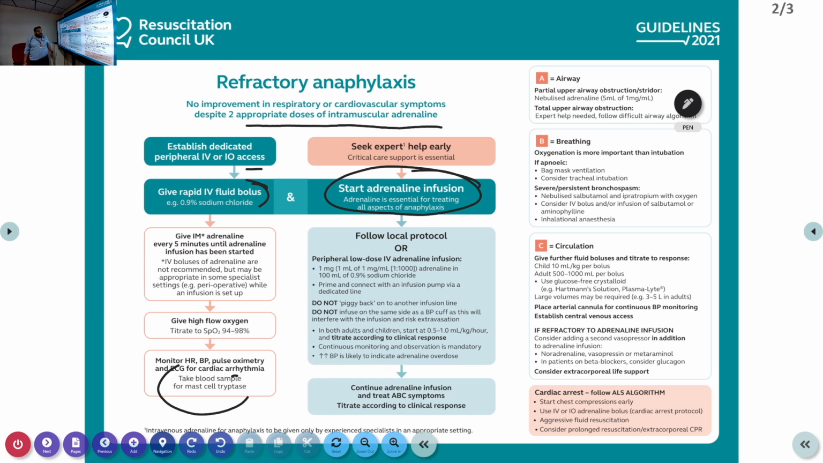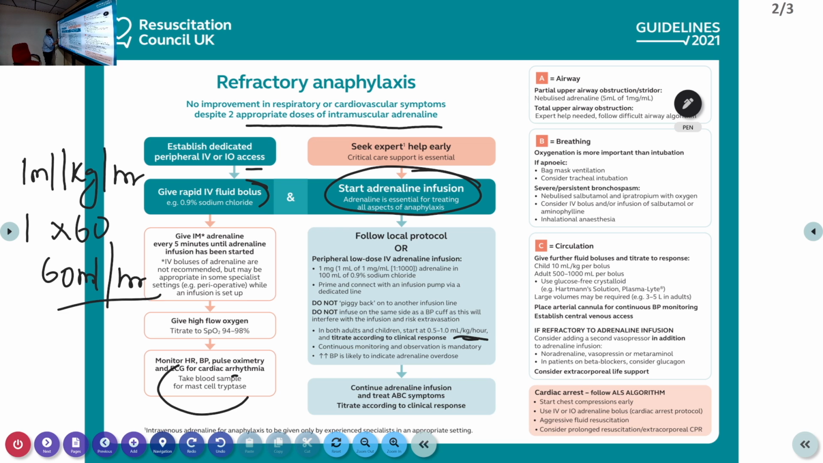So 0.5 to 1 ml per kg per hour infusion is what? Not per minute, per hour. Into 60 is not needed. Sorry, I made a mistake. It is per hour, right? So I will just correct it once again. 1 ml per kg per hour, so 1 ml into 60 kg is enough. It is not per minute. So it will be 60 ml per hour that you need to give.